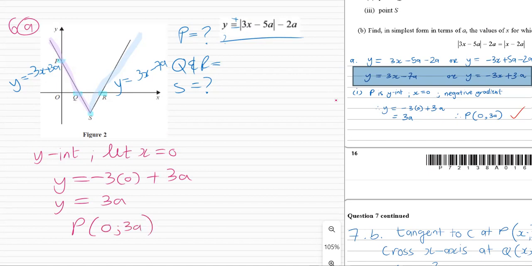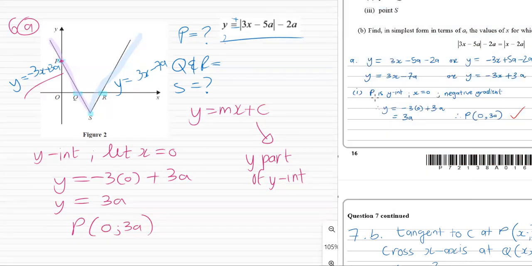This is a nice solid method. Another way you could do it is just by inspection. If you look at y equals mx plus c, which is the standard form of a straight line, then we know that c represents the y-intercept. So that's c directly, as long as we've got our equation written in standard form, we can already see that c will just be 3a.